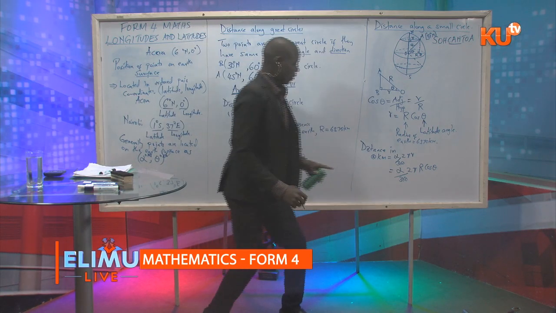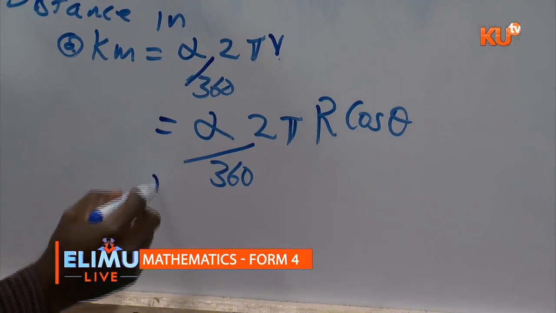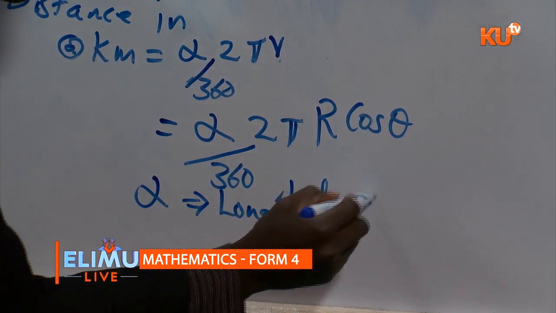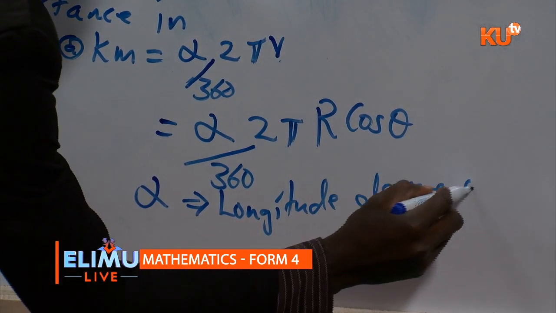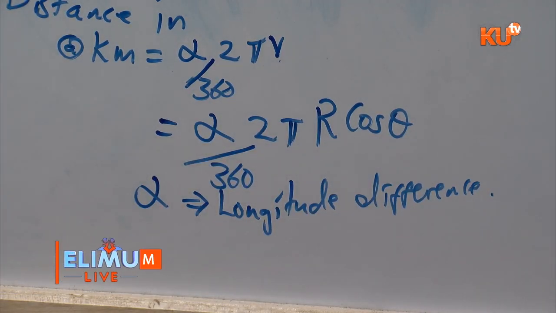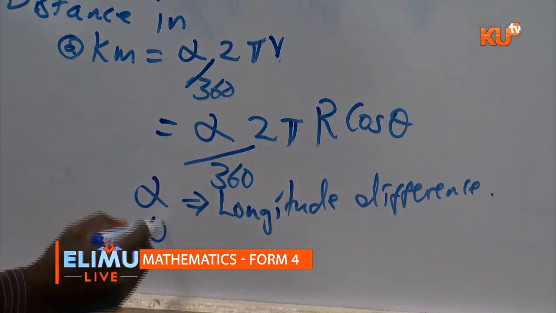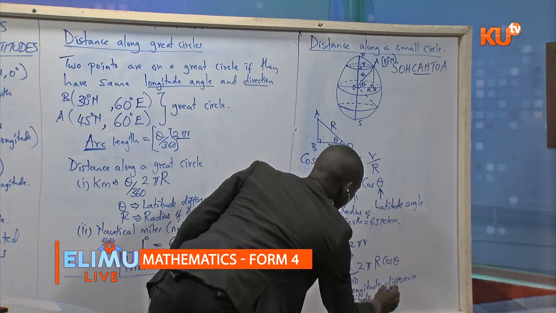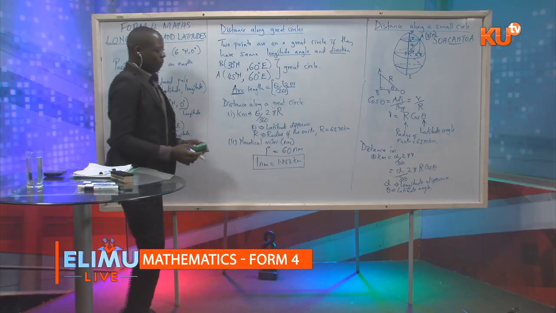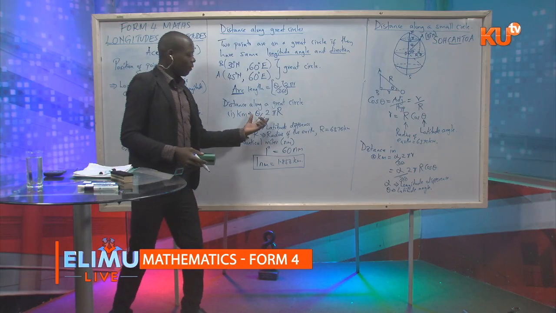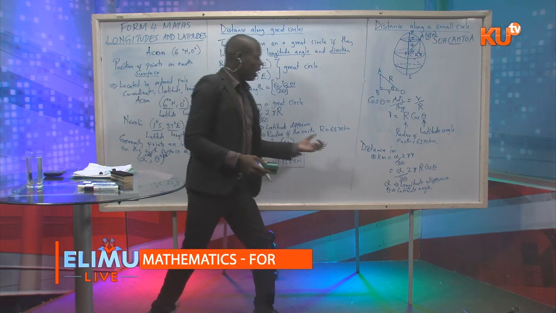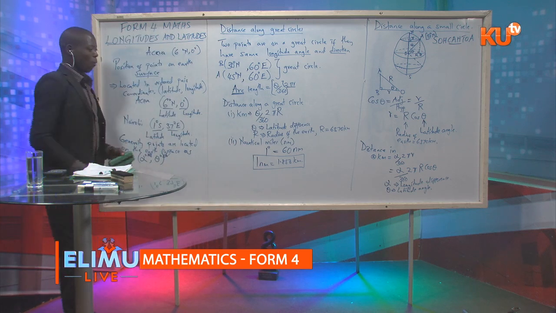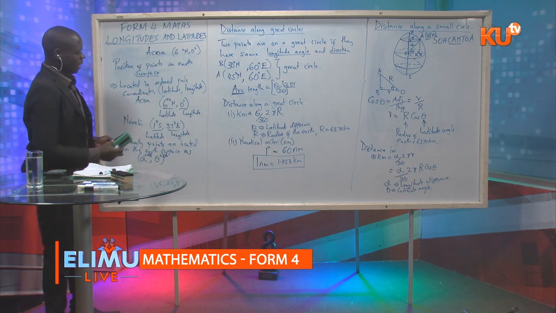That is the formula now. Where now alpha, what we mean by this alpha? Alpha is now the longitude difference. The difference in the longitude is what we call the alpha. The theta is the latitude angle. So you can see that the formula is simple. Once you understand the formula for the great circle, for the small circle we only add the part for r cos theta, which is the r cos of the latitude angle. Good. So let's finish up then.